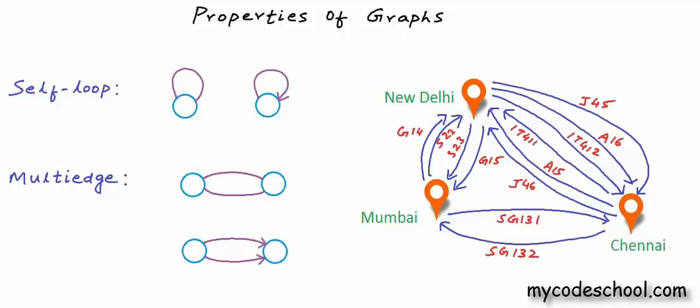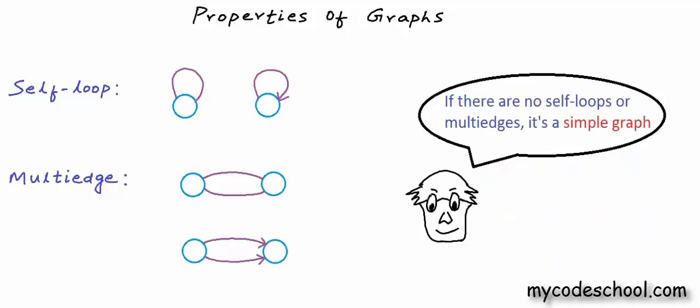Now, as we were saying earlier, self-loops and multi-edges often complicate working with graphs. Their presence means we need to take extra care while solving problems. If a graph contains no self-loop or multi-edge, it's called a simple graph. In our lessons, we will mostly be dealing with simple graphs. Now, I want you to answer a very simple question.